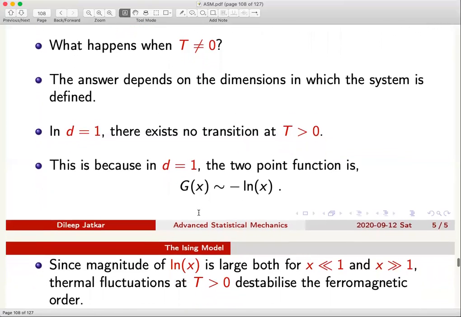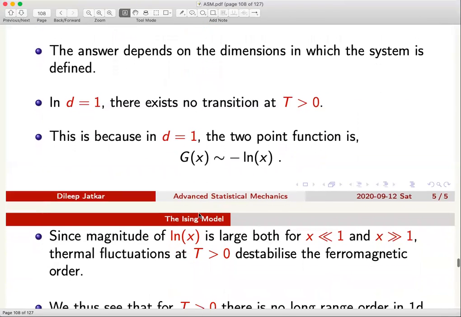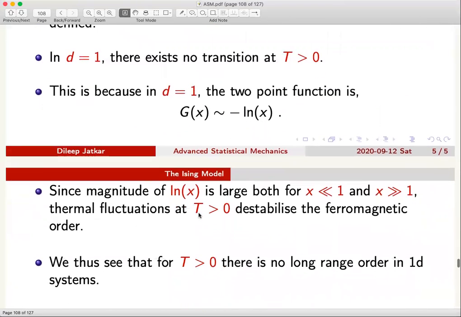As we go ahead, we will see why log is responsible for this behavior. Now, one important point about the log function is that log x magnitude diverges both when x goes to 0 as well as when x goes to infinity. So for very small x and very large x, the magnitude of log x is very large. Therefore, the thermal fluctuations would destabilize the ferromagnetic order in the system.